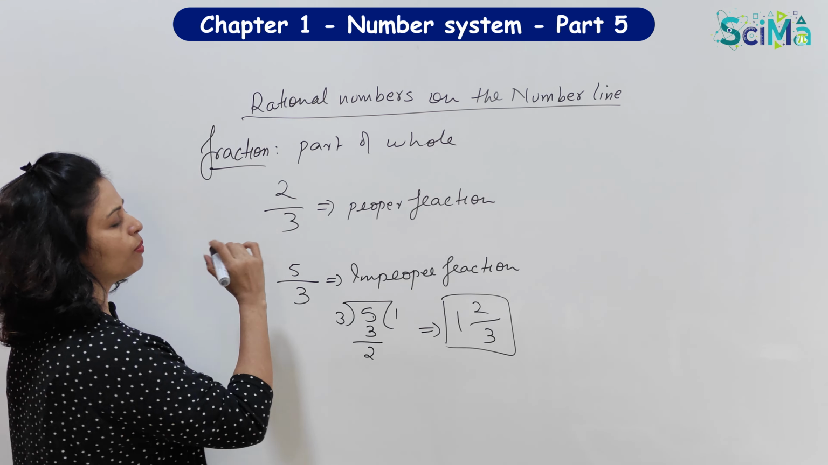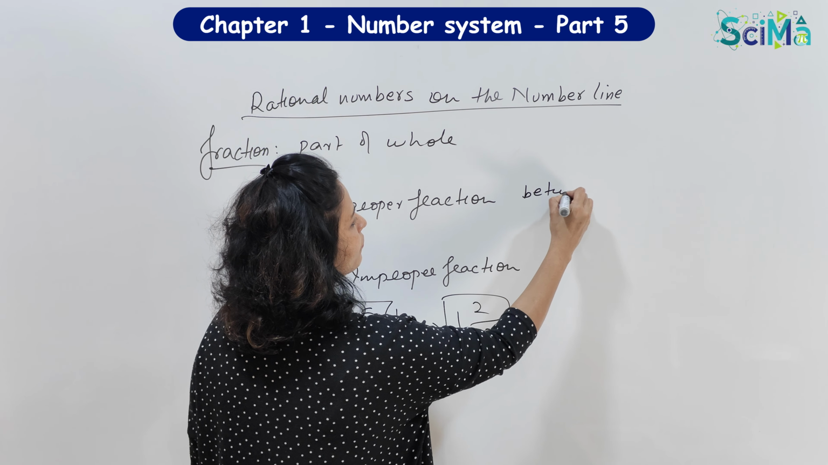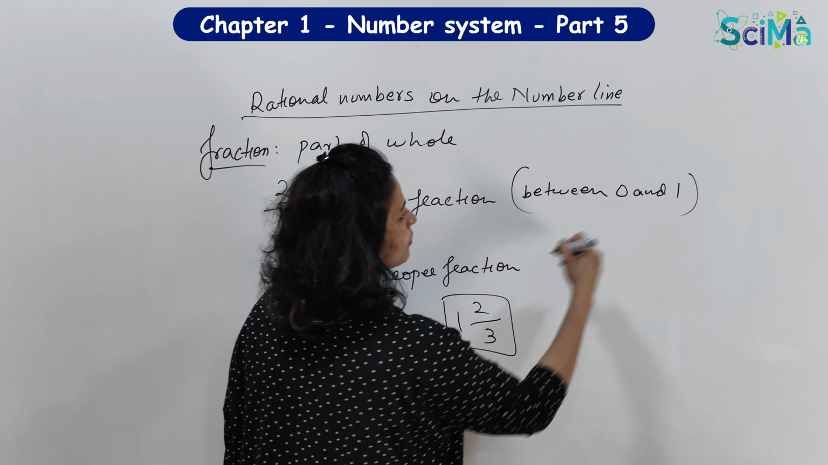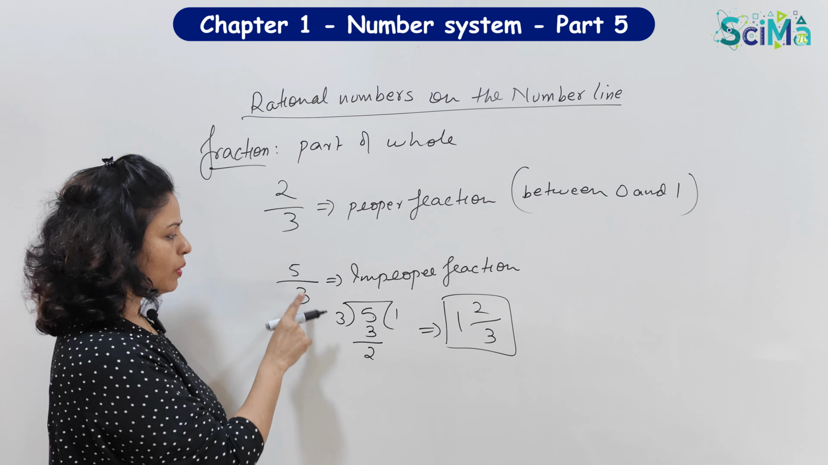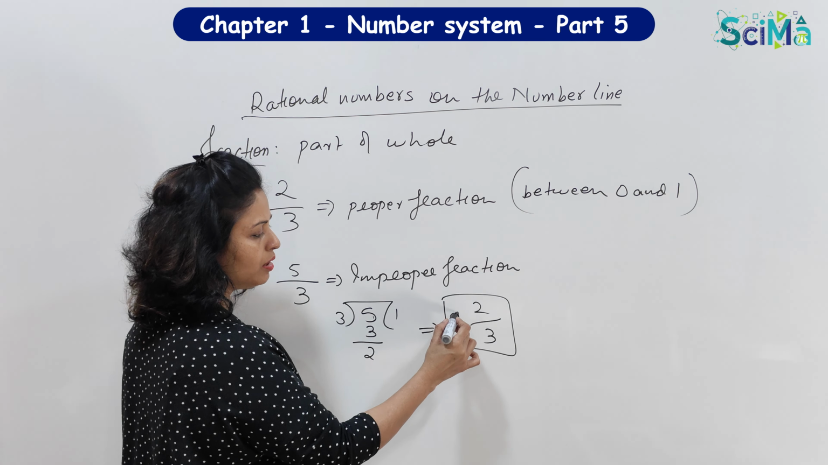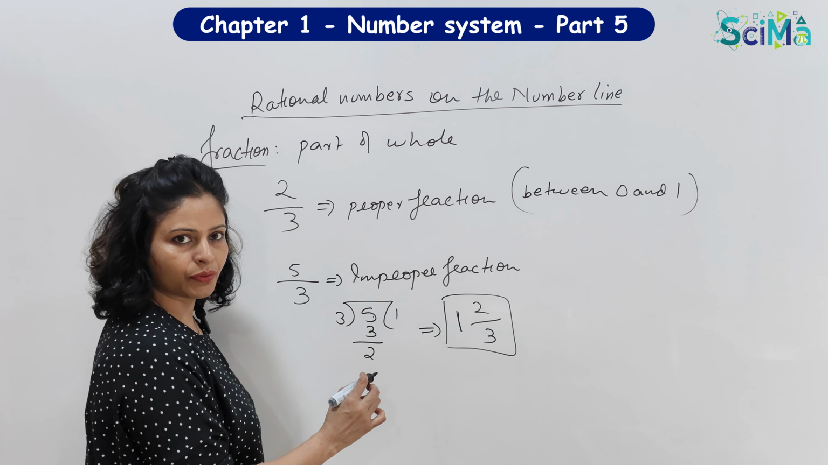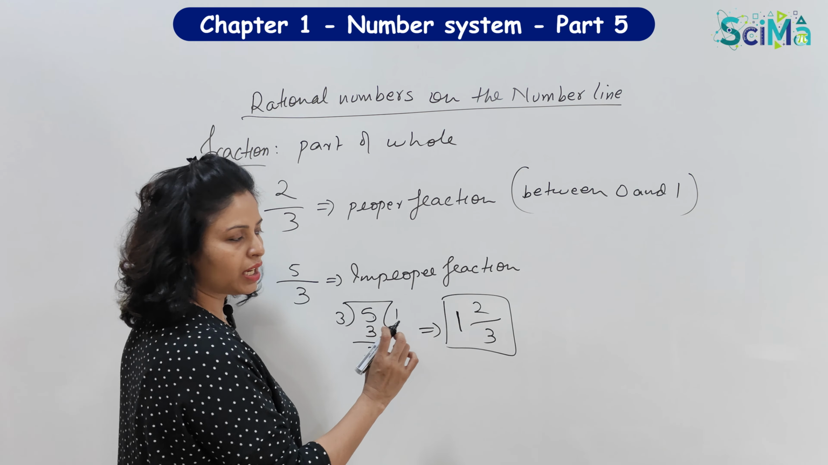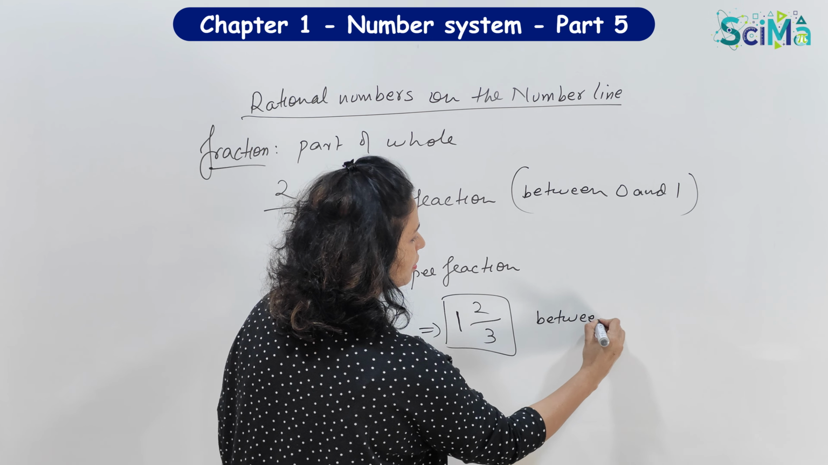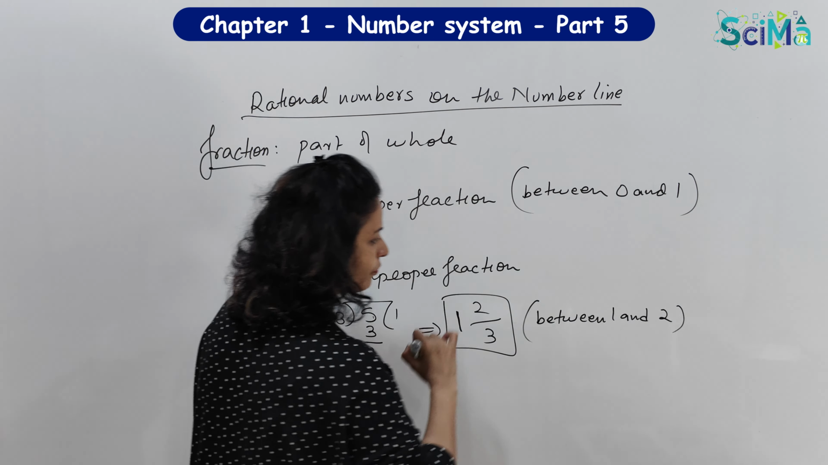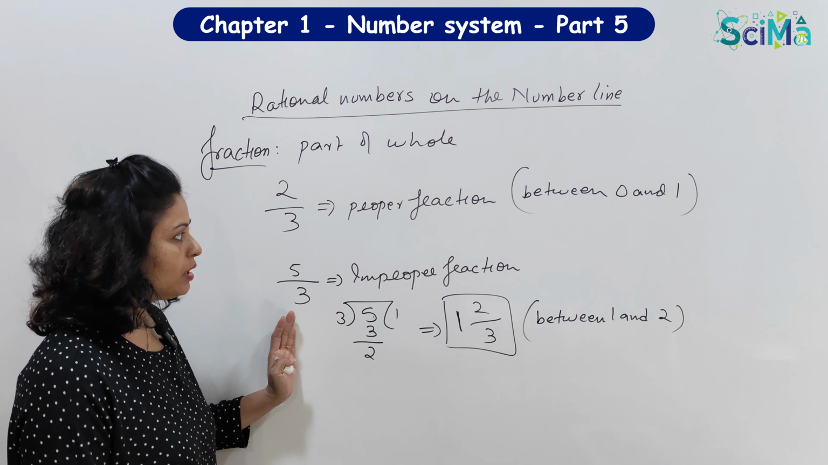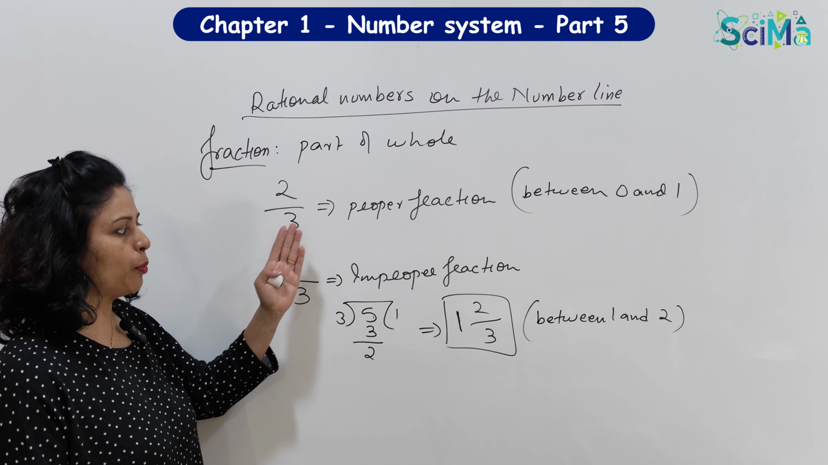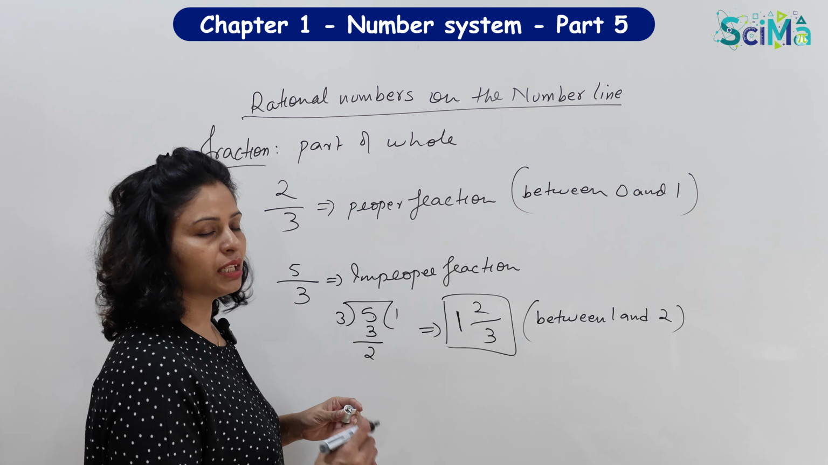Okay? So here, 2 by 3, the proper fractions lie between 0 and 1. But when we see an improper fraction, when we divide, we get a combination of a whole number and a fractional part. So here it is 1, 2 by 3. It is understood from seeing this mixed fraction that it is lying between 1 and 2. Now what you have to learn is how to represent these kinds of proper fraction and improper fraction on the number line. That's what you have to learn.